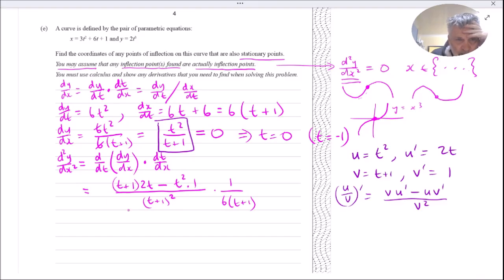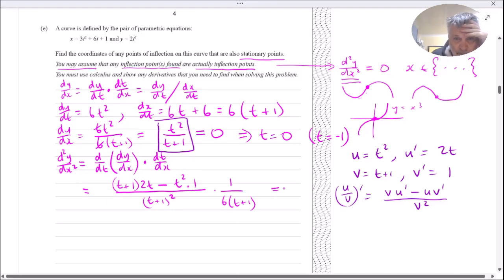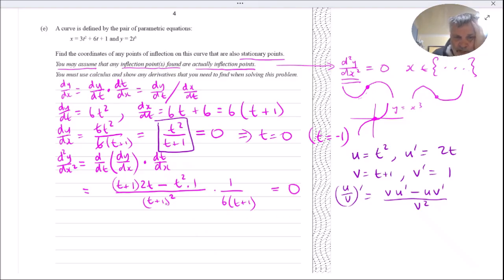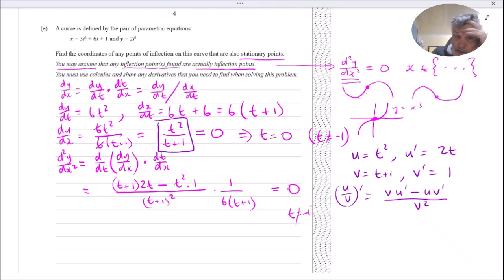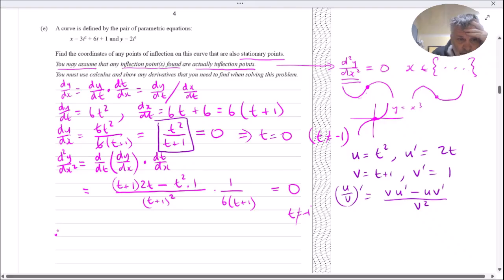So that's our second derivative, and we want that to be 0 in order to have a point of inflection. We've got the same problem with t plus 1. We're going to have t plus 1 cubed when we put these together, so we can't have t equal to negative 1. So I should have written not equal to here. Otherwise, to solve this, we just need the numerator to be 0. You could tidy it up first, but we can go directly to, therefore, t plus 1 times 2t. Well, actually, I think you can do better than that.